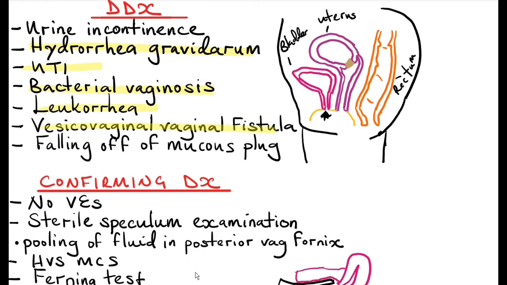In vesicovaginal fistula, this is where you have a fistula between the bladder and the vagina. So you find that urine seeps from the bladder into the vagina. So you might actually think it's a PROM. Or you can have falling off of that mucus plug we mentioned, which you might think is also PROM. So these are the differential diagnoses of PPROM and PROM.